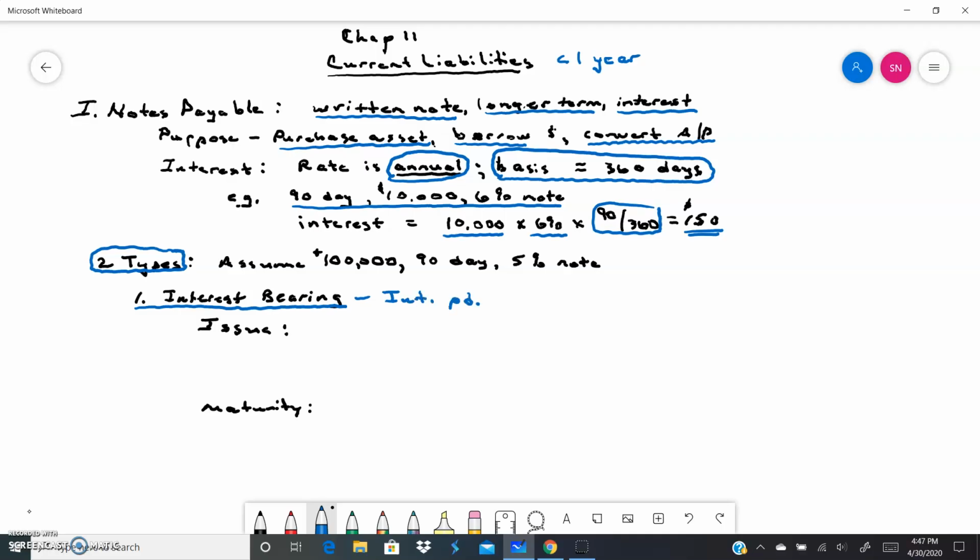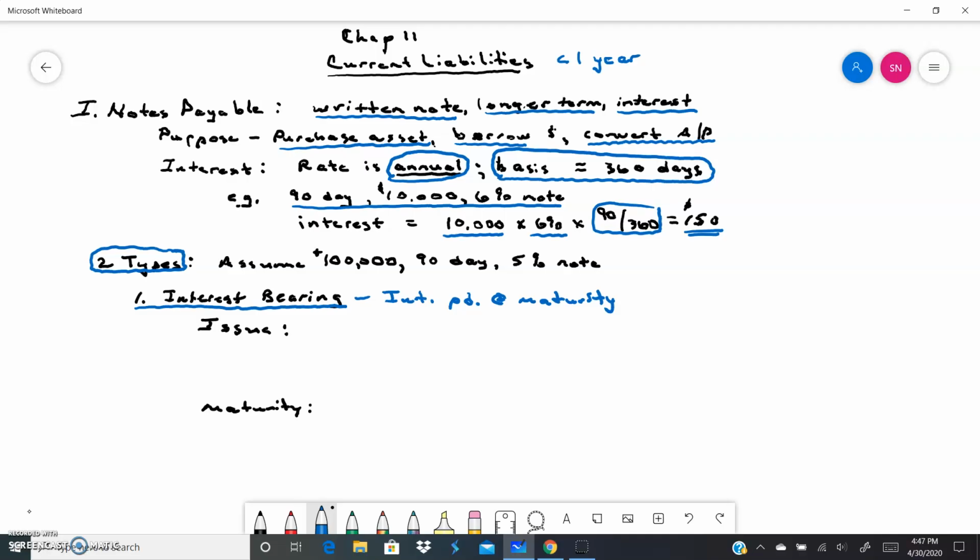So interest is paid at the maturity date. Maturity being the date that the note is due. So this is a 90-day note. So what would the entries be, and again, this is a note payable, so we're the ones, let's say we're just issuing this for cash, we're just borrowing money.